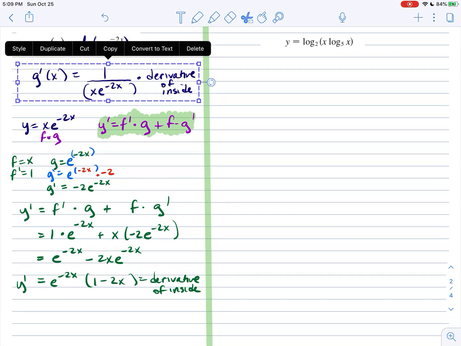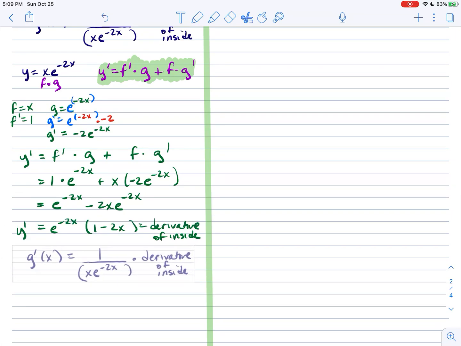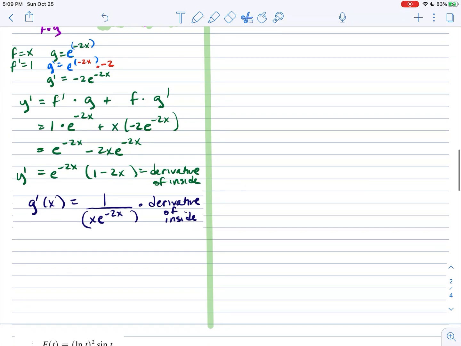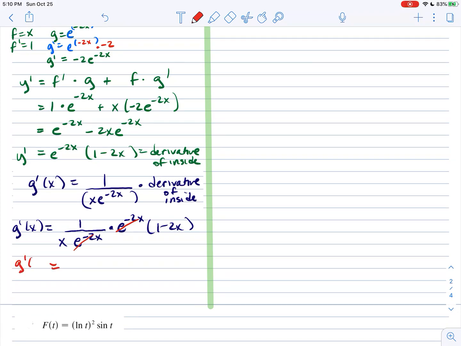So if I grab my original derivative using the chain rule, I have my function here and my derivative of the inside, so I finally get my g prime of x from the beginning is 1 over x e to the minus 2x, and then times e to the minus 2x times 1 minus 2x, and I quickly see that I have a common factor of e to the minus 2x, and I would get that finally my g prime of x is 1 minus 2x over x.